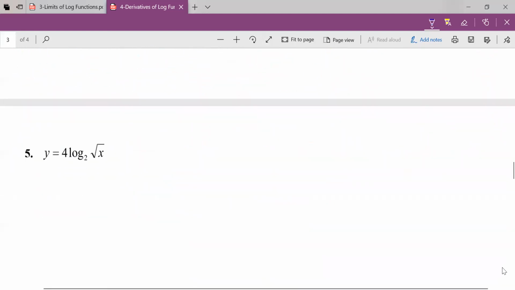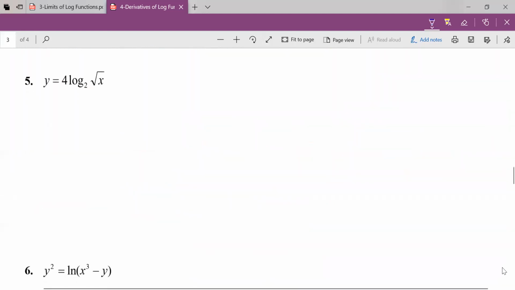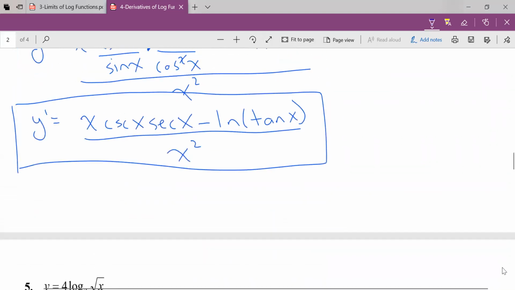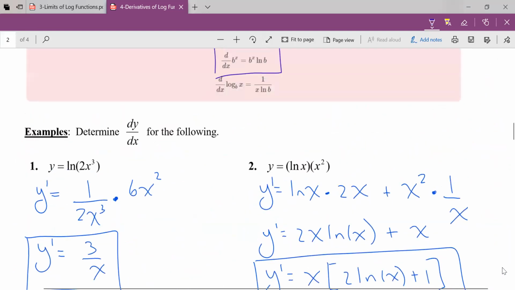Okay, let's try just one more. Okay, let's take the derivative, 2 more. Let's take the derivative of a logarithm. That's, again, not a natural log, it's a logarithm.